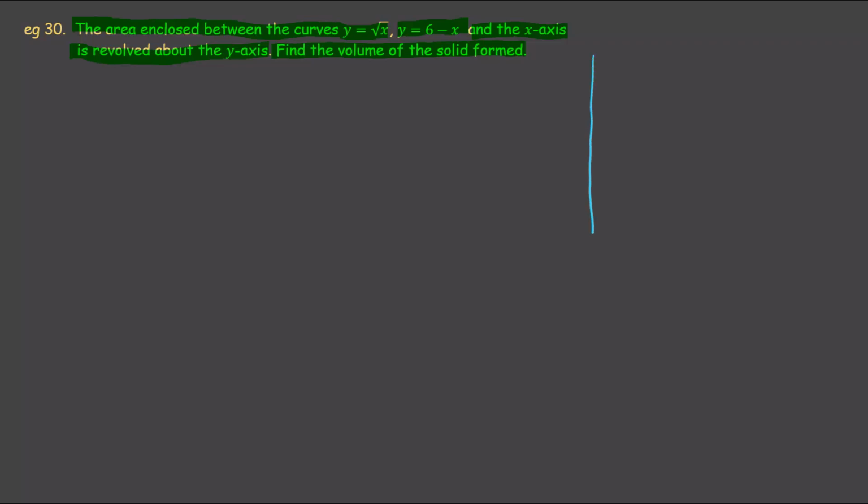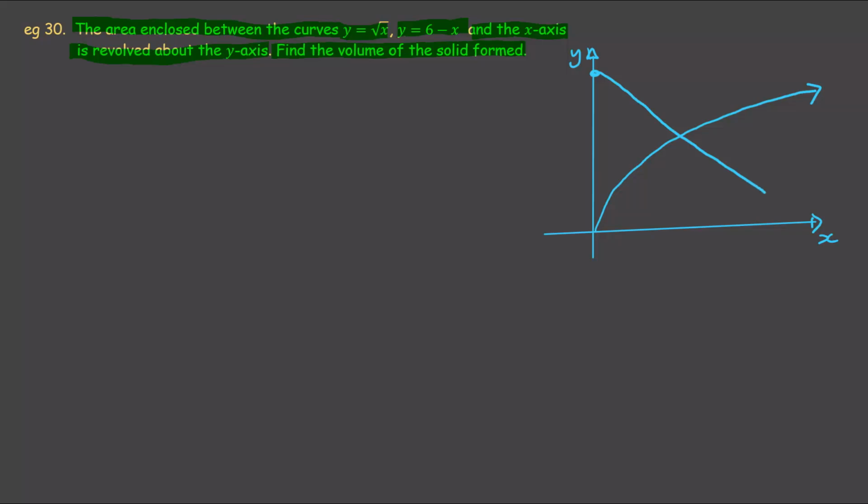So, to get a sketch of what we're looking at here, let's draw some axes. And then y equals root x. Well, root x we know is shaped like this. And then 6 minus x would be a line that comes down like so. What we really want to know is the point of intersection, because it looks like we're going to add two volumes together, like so.